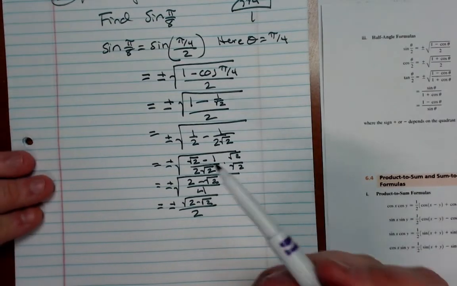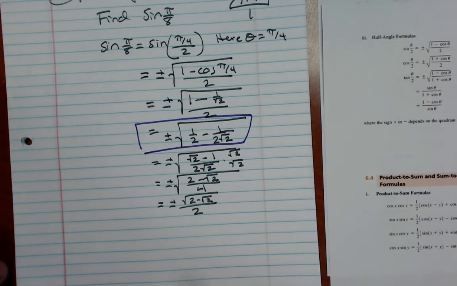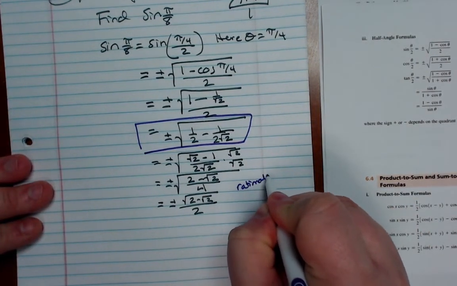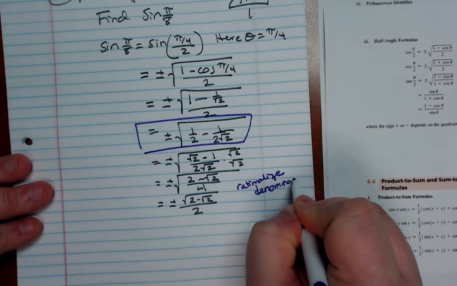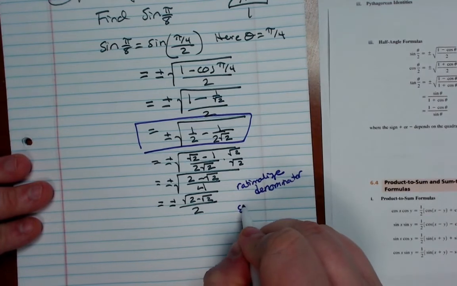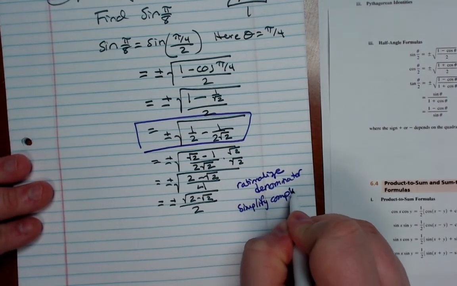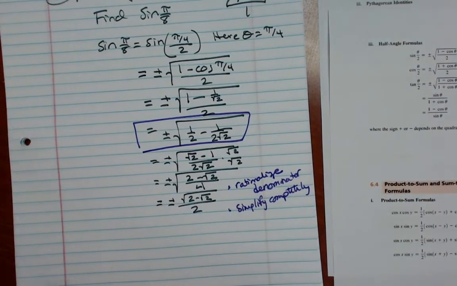Just to be clear, that could have been your answer. But if it says to rationalize the denominator or simplify completely, you would need to go to that step.